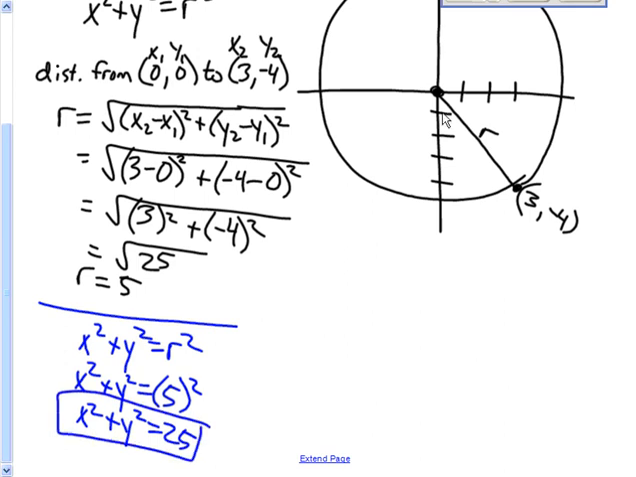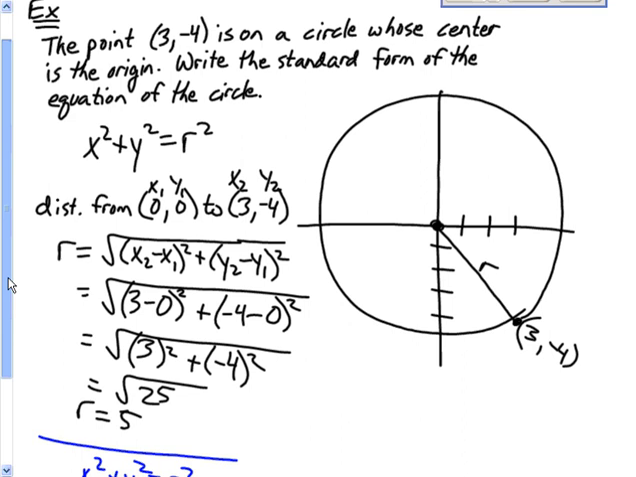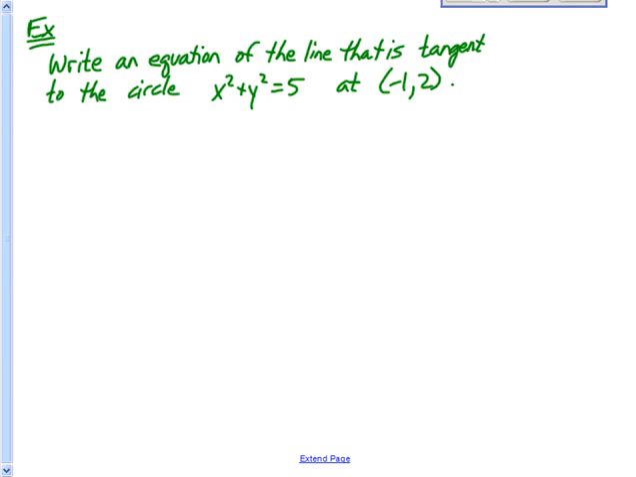So the key there was to find your radius using the distance formula, and then you can write the equation with your radius, the 5 in this case, squared, which is 25.